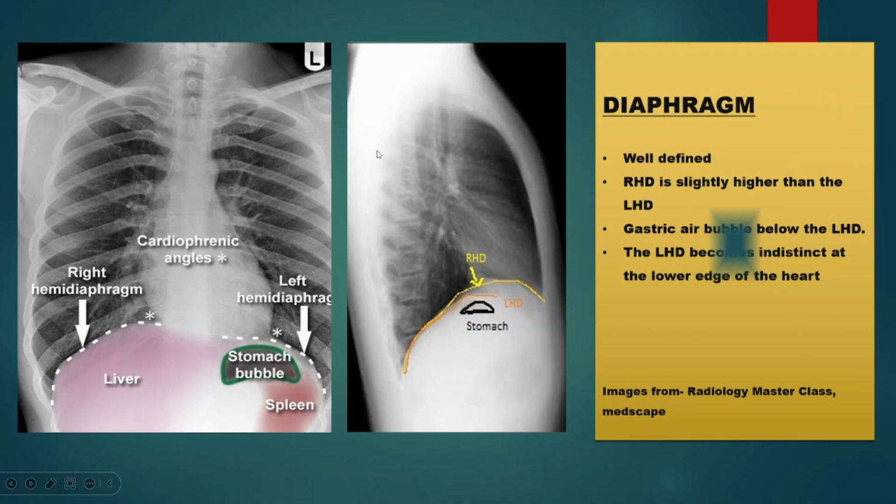Then the diaphragm. The right hemidiaphragm is usually higher than the left hemidiaphragm, and just below the left hemidiaphragm will be the gastric air bubble.